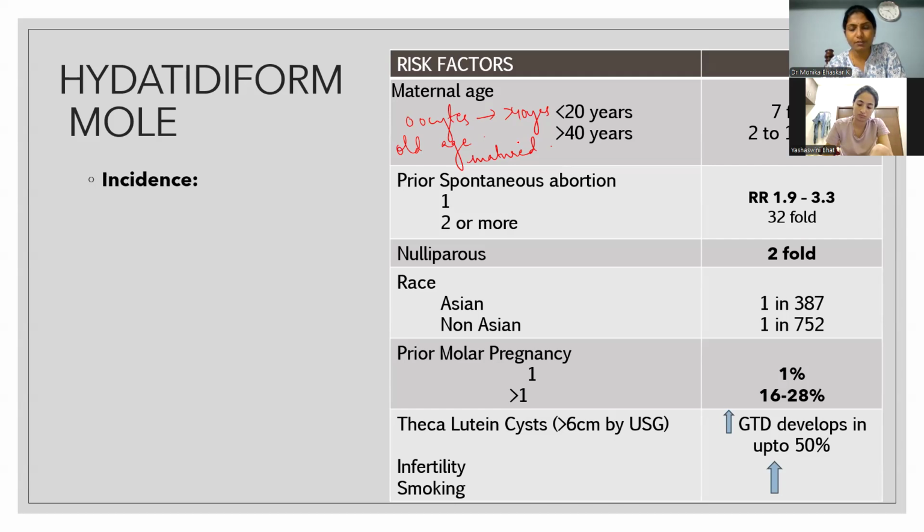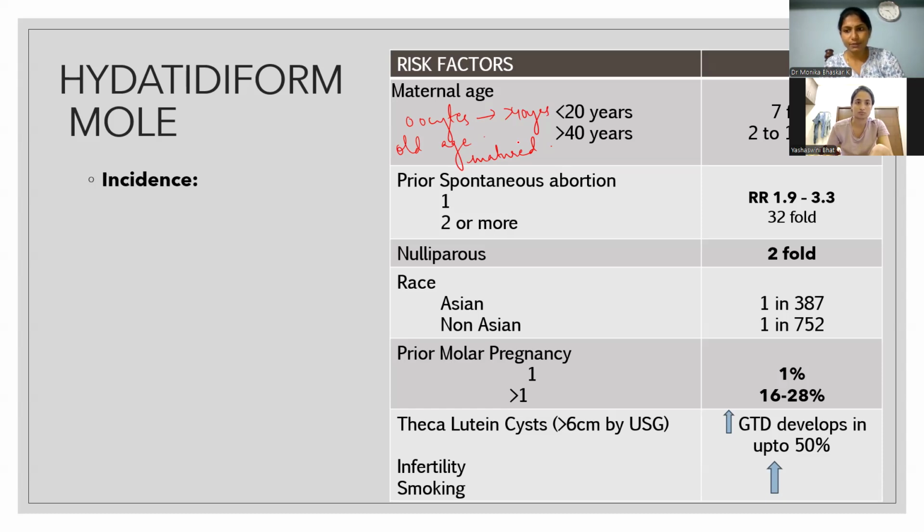But if the age is more than 40 years, there is 2 to 10 fold more development of GTD. And even the prior risk of abortions is important. If there is one abortion, then the relative risk increases to 1.9 to 3.3. But if there are two or more abortions, there is 32-fold development of molar pregnancies. Even in the nulliparous woman, the chances of molar pregnancy will be high. All these are different theories, but there is no reasoning why there is more development. Only for the maternal age, it is being described in the GTG.